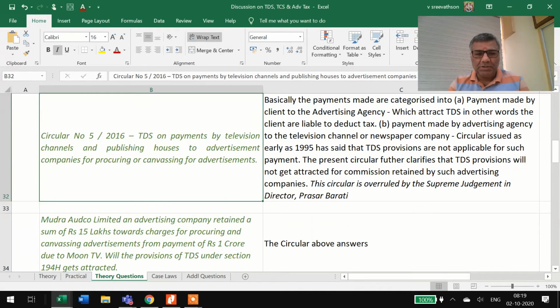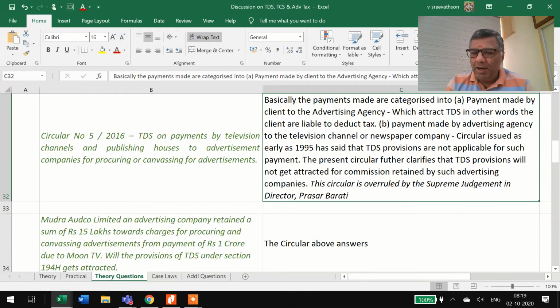There was a 2016 circular, number 5 of 2016. Okay, I will read that. Basically, the payments are not categorized into payment made by the client to the advertising agency, which will attract TDS. In other words, the client is liable to deduct TDS on payment made by the advertising agency to the television channel or newspaper company. A circular issued as early as 1995 said that TDS provisions are not applicable for such payment. The present circular further clarifies that TDS provision will not get attracted for commission retained by such advertising agency.